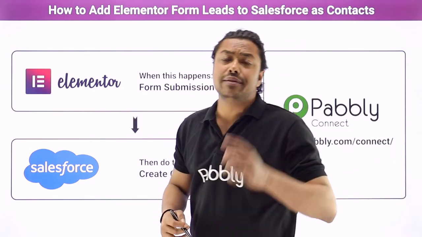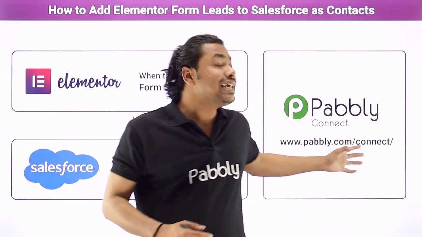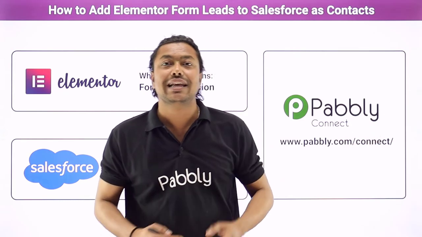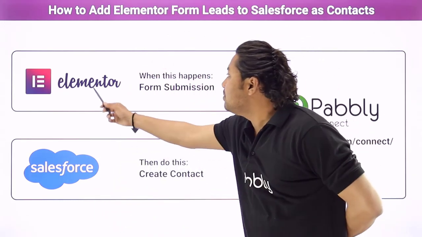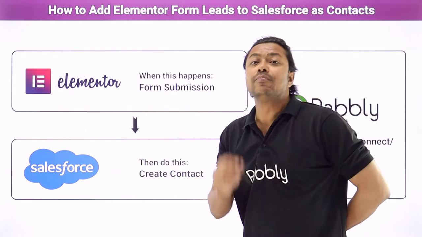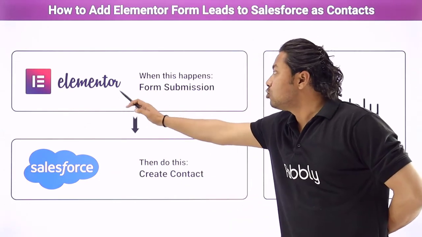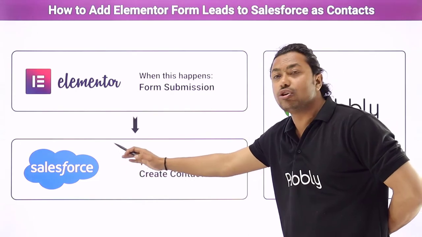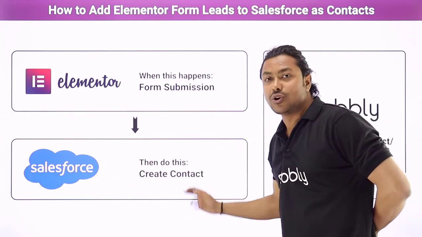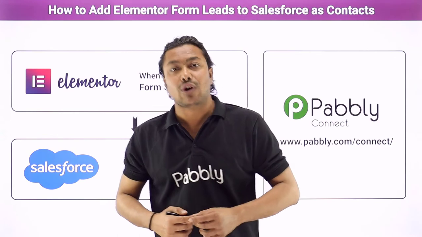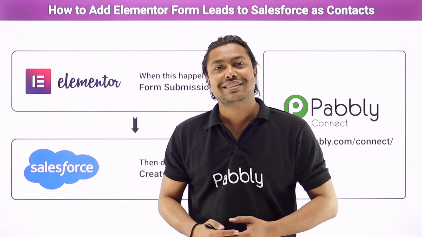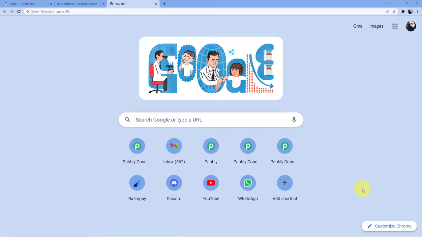Now to do this automation, we are going to use an integration and automation service, Pabbly Connect, which will help you connect Elementor and Salesforce together, so that whenever a new form submission is done in Elementor, those details will be saved into your Salesforce account as a new contact. Now, if you want to learn this automation, you have to come with me to the screen. And now we are on our screen.